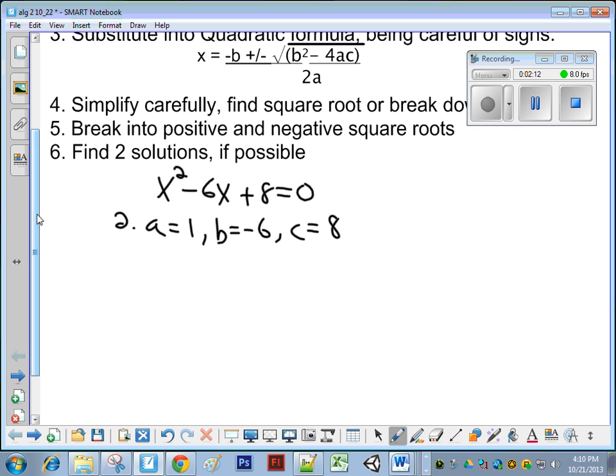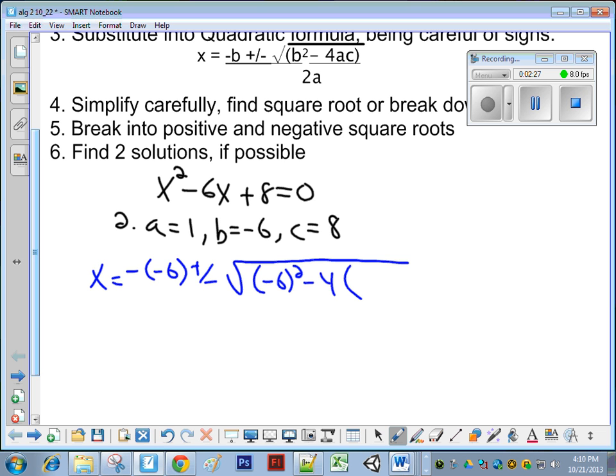Now my formula tells me, and I still have it up there, I'll follow that. I know that I'm going to start with x equals negative negative 6 plus or minus the square root of negative 6 squared minus 4 times 1 times 8 all over 2 times 1.